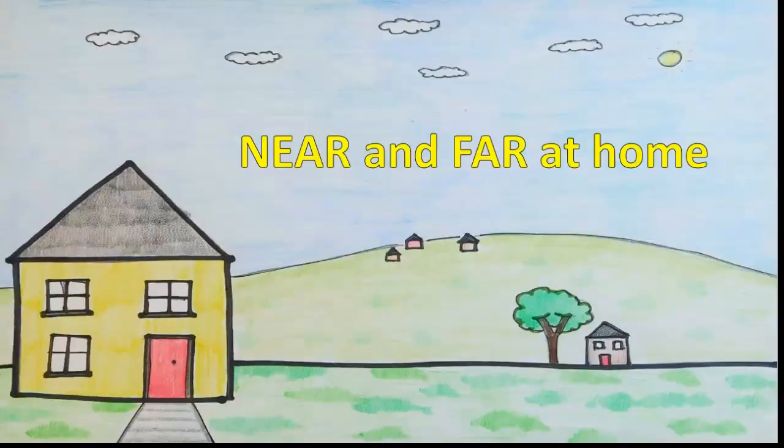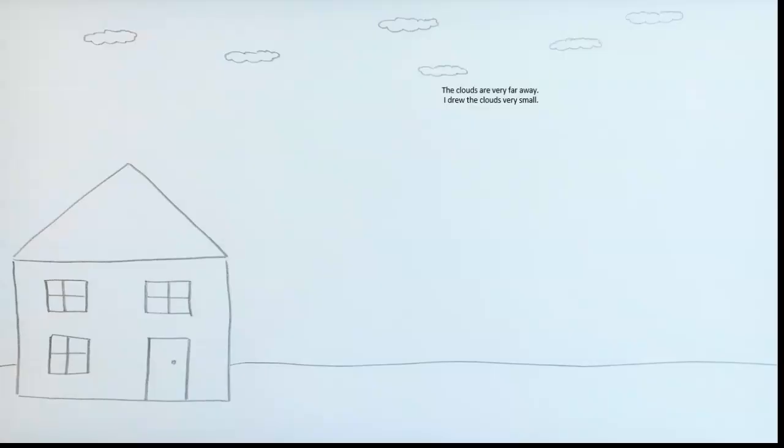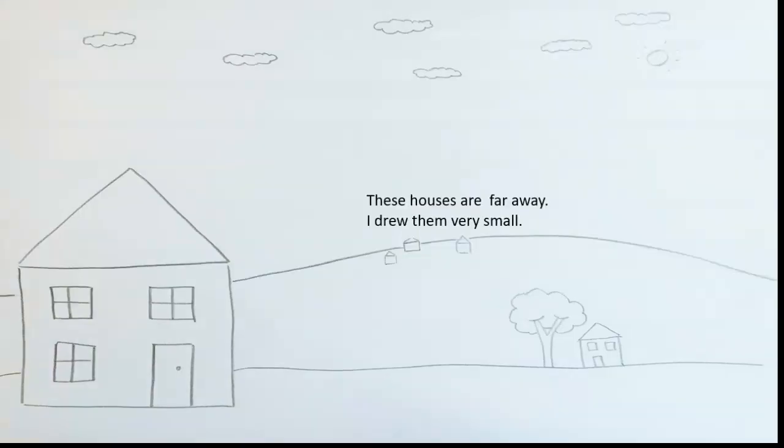Let's take a look at this picture, which is near and far at home. The house is close to us. The house is near, so I drew it near the bottom of the paper, and I drew it pretty big. Those clouds are very far away. I drew them near the top of the page, and I drew them very small. Now here's another house and a tree. That's your neighbor. They live a little bit behind your house at a little bit of a distance, farther away. So that house and tree looks smaller. Oh, but look, there are more houses even farther away. They're so small you can't even see the windows and the doors.